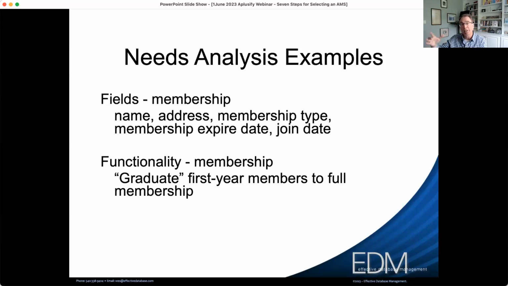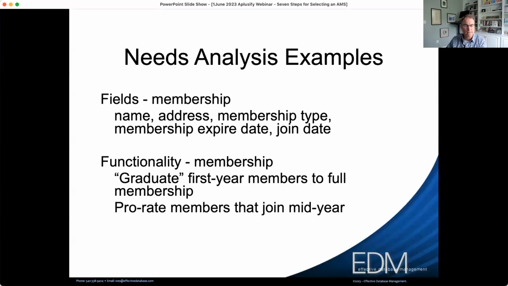Well, I need my system to be smart enough to know that Wes is only a first-year member, and when his renewal process is executed, he renews to a full member type and pays that full fee. I don't want to have to go through and do that manually for every one of my new members, so I want the system to be able to do that. That's an example of functionality that you want out of the AMS.